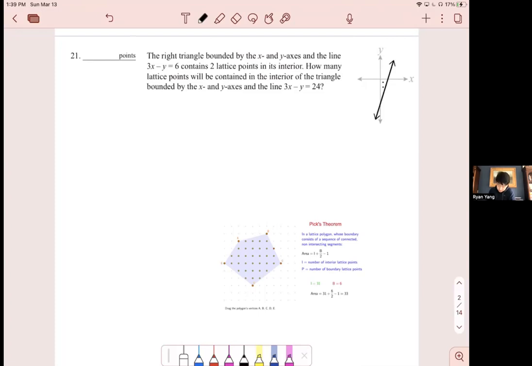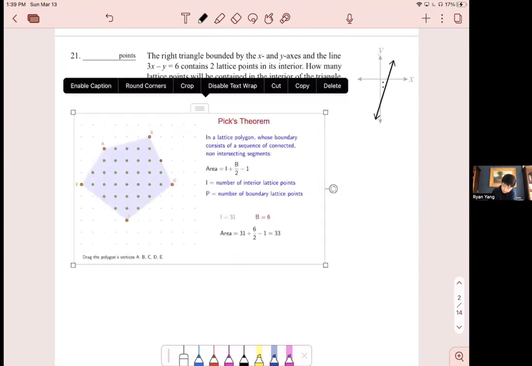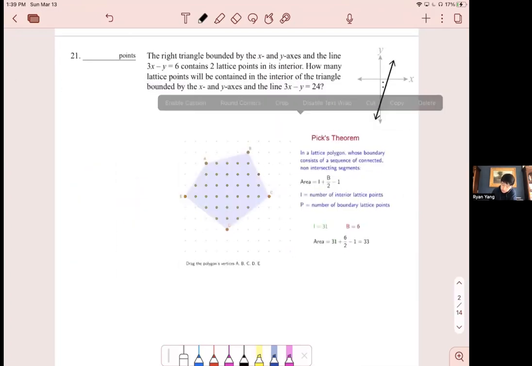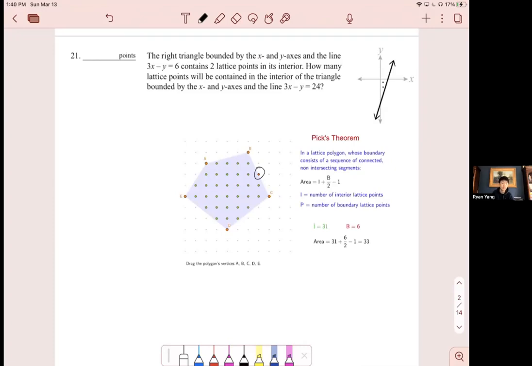So this is a great example of Pick's theorem. Pick's theorem states that in a lattice polygon whose boundary consists of a sequence of connected non-intersecting segments, the area is I plus b over 2 minus 1, where I is the number of interior lattice points. In this diagram, it's the green dots, and b is the number of boundary points. Note that this is also included. And then you get the area based on this.